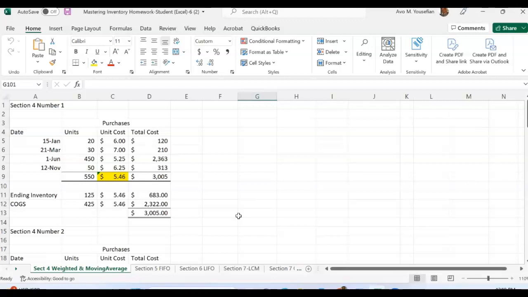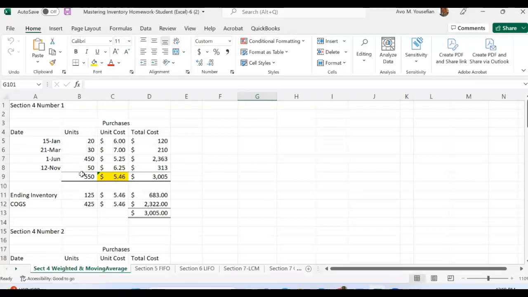You download that Excel document, so you see some of those problems starting this section 4. I have it already in this Excel format. So section 4, weighted and moving average, and then section 5, and then section 6 and 7, and so on. So here in section 4, problem 1, the one that we just did, it's right here in Excel.